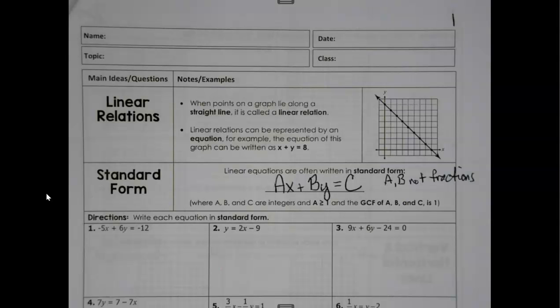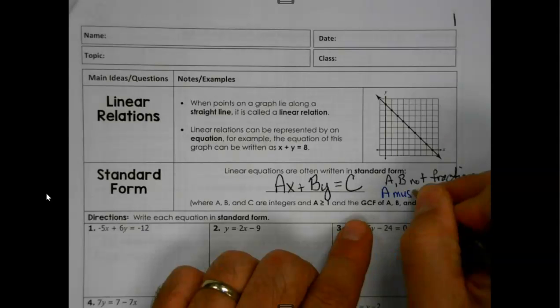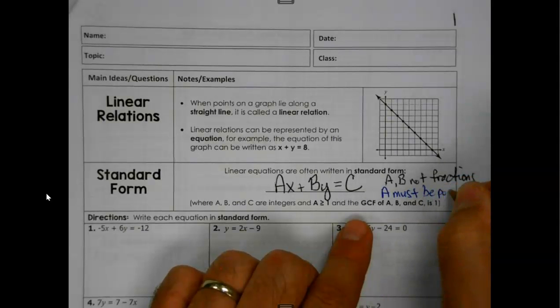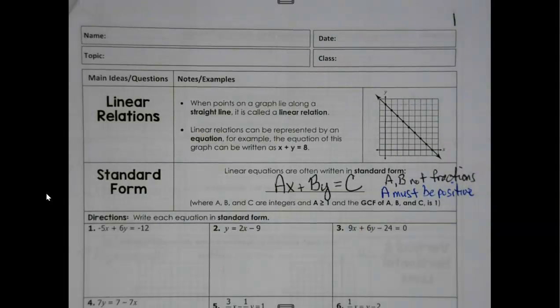C is just going to be a number. C can be anything. It can be positive, it can be negative, it can kind of work its way out. But A and B we got to be careful of. Also notice that the two variables, x and y, are on the same side together. That also needs to be true, because otherwise that can cause another issue. And one more thing, A must be positive. If it's not, we're going to have ways of fixing that too.